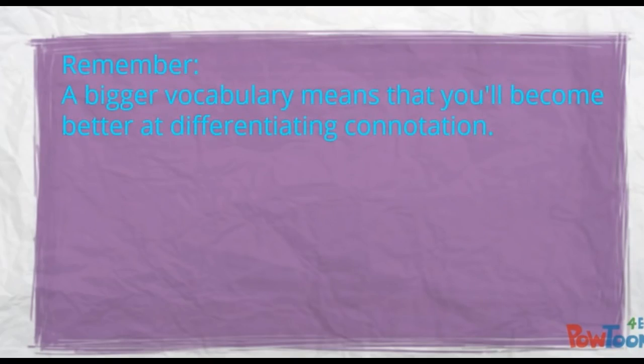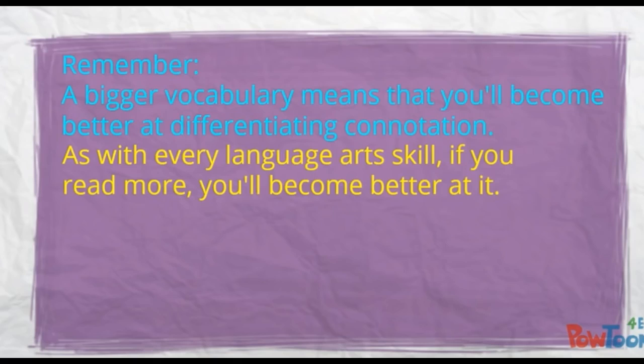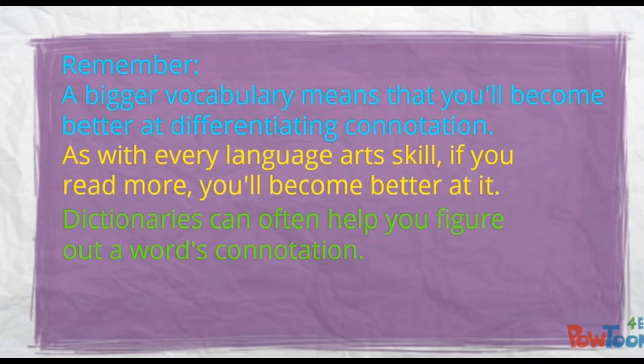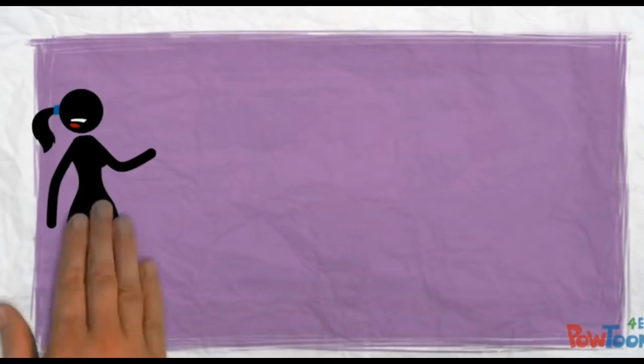Remember, a bigger vocab means that you'll be better at differentiating connotation, and you get a bigger vocab by reading more. The more you read, the better you'll be. Finally, use a dictionary to help you figure out a word's connotation. They'll often give you hints and tricks along the way.